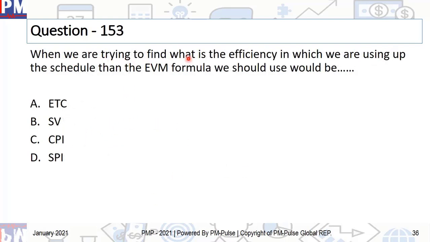Let's move on to question number 153. When we are trying to find the efficiency with which we are using up the schedule, the earned value management formula we should use would be A, ETC. This is not etc, this is estimate to completion. ETC, B, SV, C, CPI, and D, SPI.